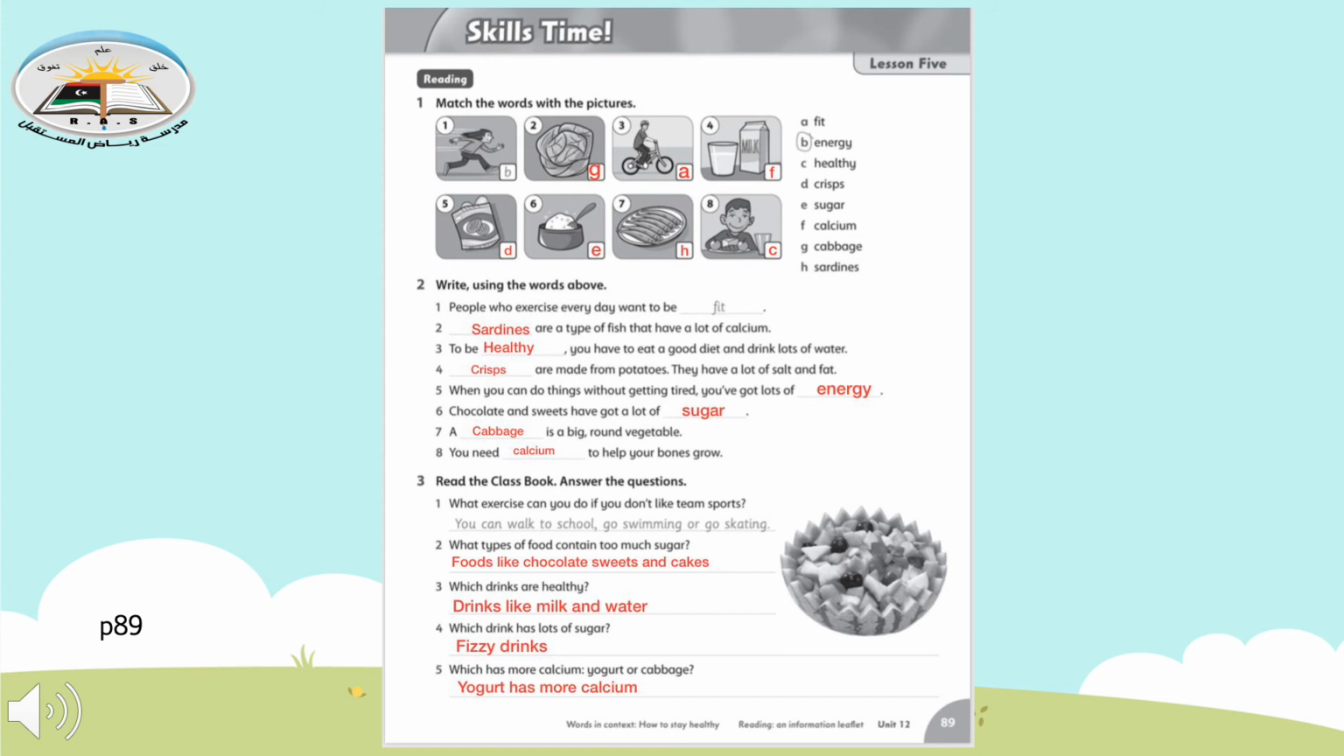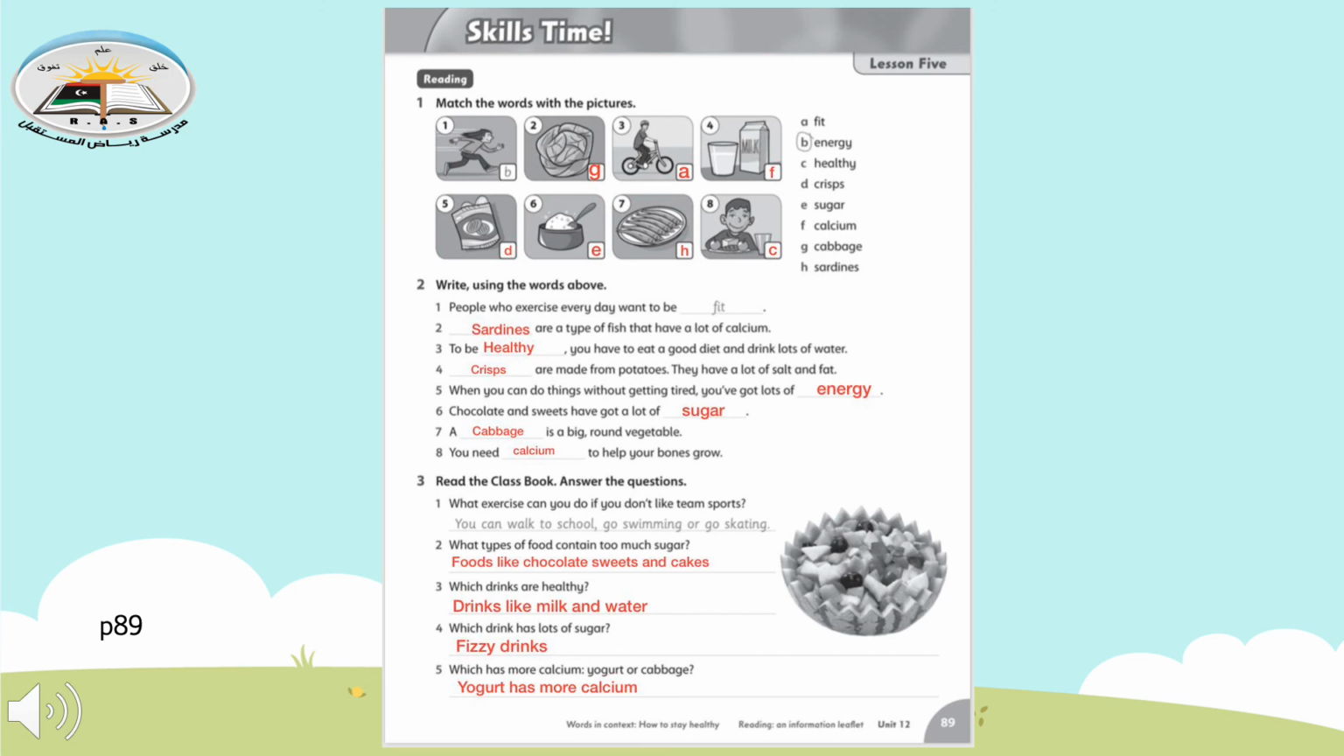Picture number 4 matches calcium, F. Picture number 5 matches crisps, D. Picture number 6 matches sugar, E. Picture number 7 matches sardines, H. Picture number 8 matches healthy, C. Now again, picture number 1, B.